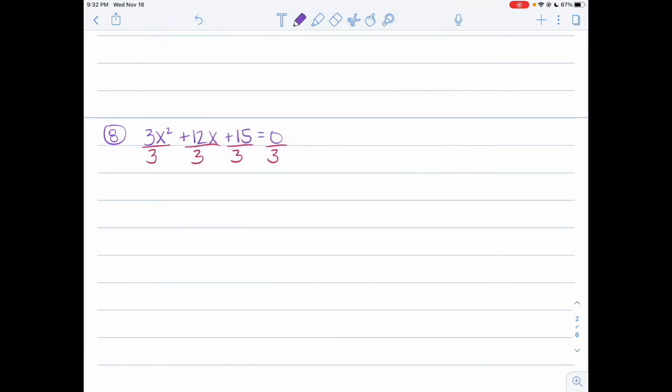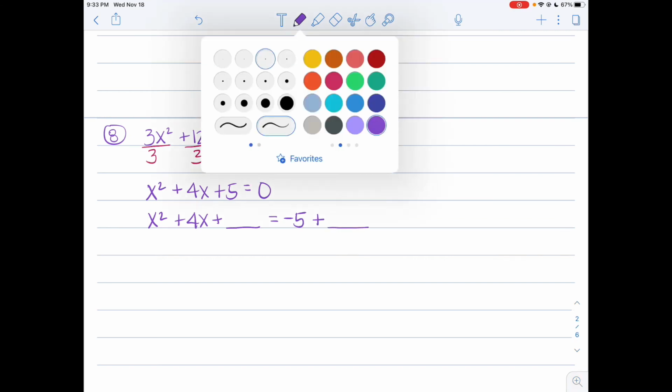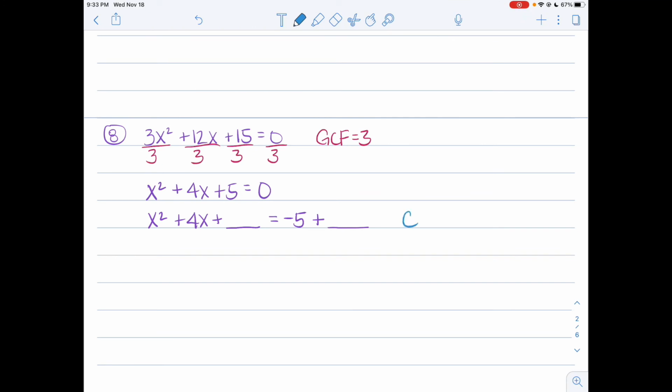Rewriting this, again with a GCF that I divided out of 3, I have x squared plus 4x plus 5 is still equal to 0 because 0 divided by 3 is still 0. Now I'm ready to use my technique. x squared plus 4x plus some new c value is equal to negative 5 plus the new c value. C is going to be 4 over 2, remember it's b over 2 squared, which is equal to 2 squared, which is equal to 4.